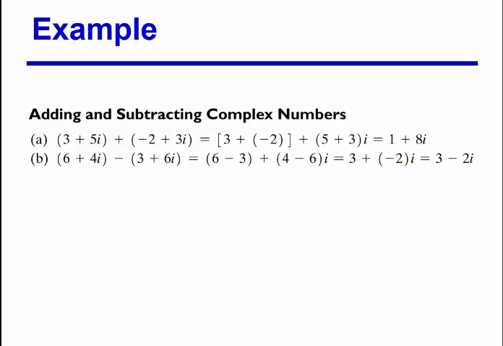So here's an example. For a, I have 3 plus 5i plus -2 plus 3i. The first thing I do is 3 plus -2, and then, in essence, I'm doing 5i plus 3i. So then I end up with 1 plus 8i. And then for b, we have 6 plus 4i minus 3 plus 6i. We end up with 6 minus 3, which is 3, and then 4 minus 6, which is -2. So the final answer is 3 minus 2i.